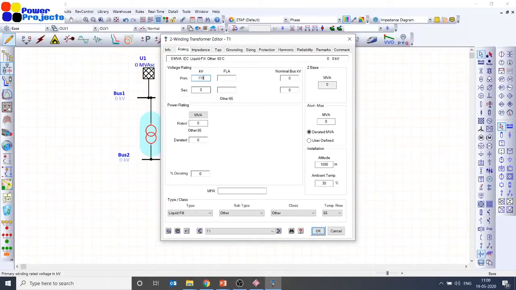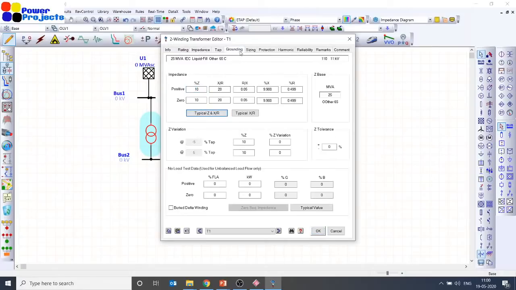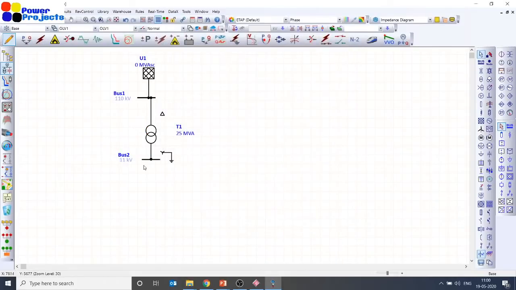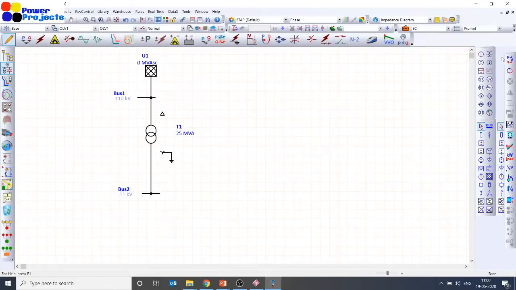So let me take a 110 kV/11 kV transformer of maybe 25 MVA. Let me assume a typical impedance. I am taking a winding configuration of delta star. But fine. So let me run a load flow. From there we will start. Let me run a load flow.